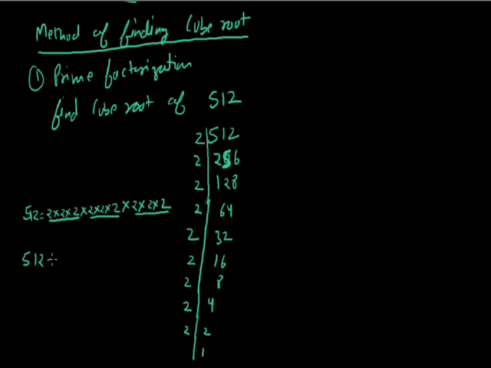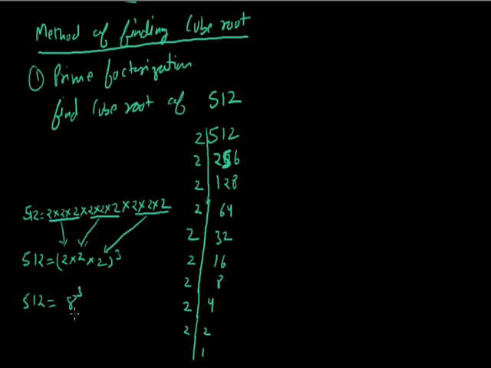512 is a perfect cube, and to find what it is a cube of, we take one number from each triplet and multiply them. So 512 is a cube of 8, because 2 into 2 is 4, and 4 into 2 is 8. So in this way we can find the cube root of the given number. The cube root of 512 is 8.